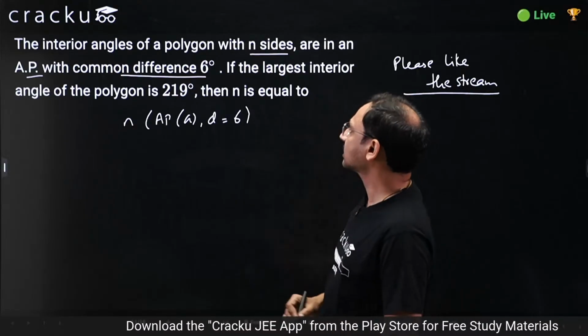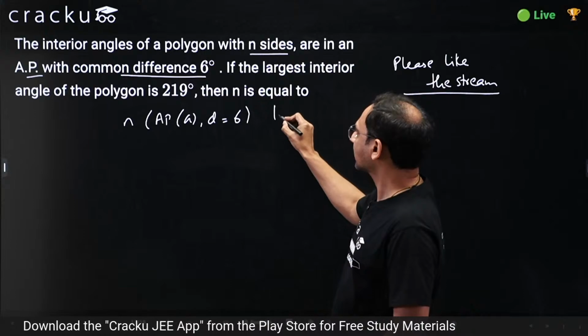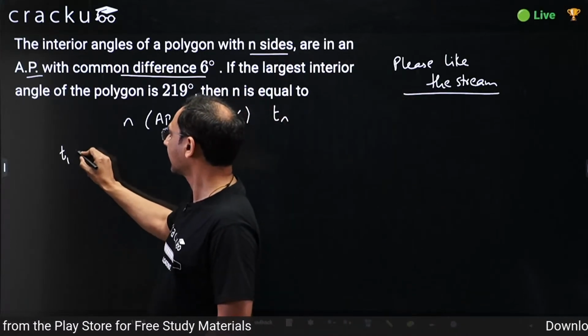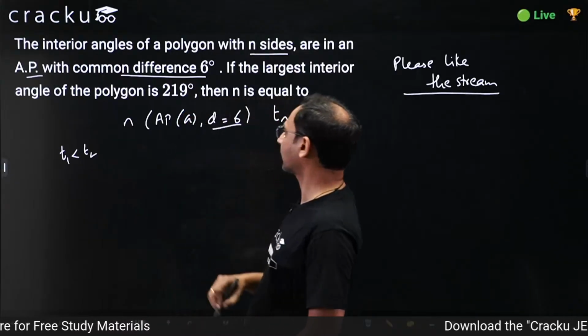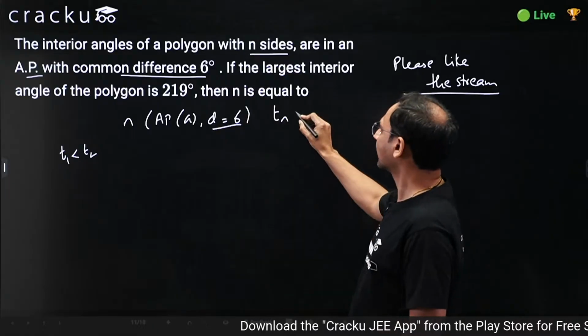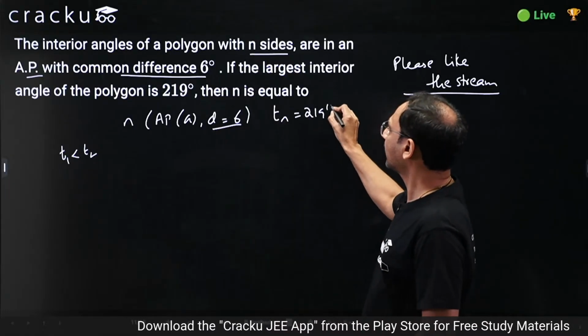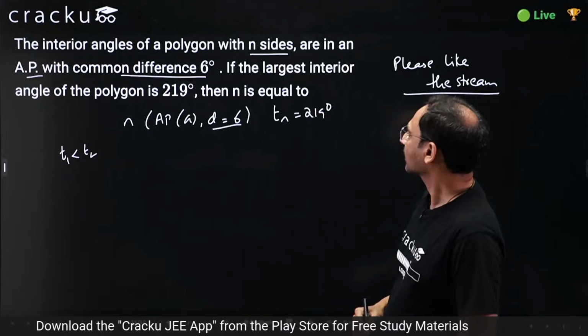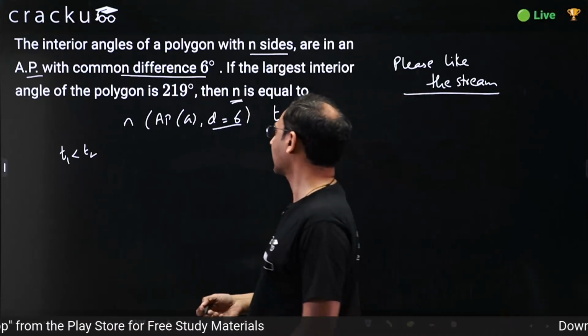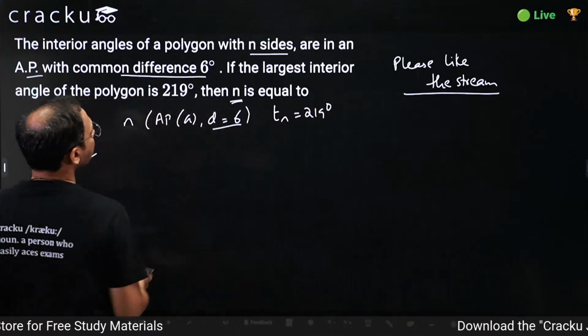If the largest interior angle, so largest means we are looking at the nth term. I'm assuming the AP to be an increasing AP because we have common difference positive. So the largest term will be the last term, that is given to be 219 degrees. Then we need to find the value of n, or what is the number of vertices or angles of the polygon. So let us see.